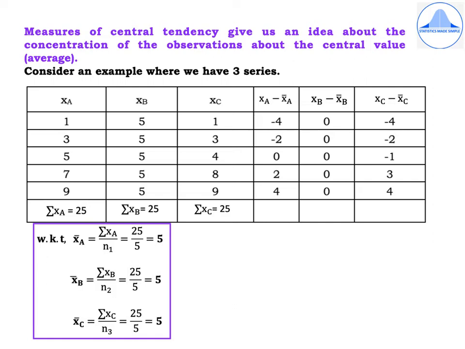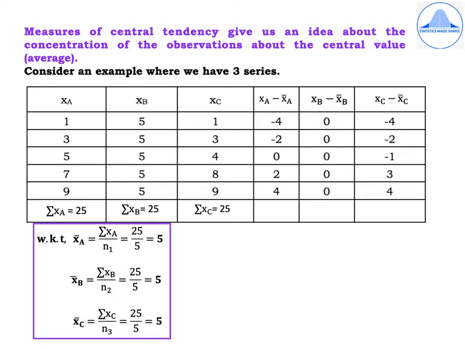Now, for all these three series, let us calculate the arithmetic mean, and we use the formula for the arithmetic mean for raw data. That is, we know that x bar A is equal to summation XA divided by n1, where n1 is the number of observations in the first series. Similarly, x bar B is equal to summation XB by n2, where n2 is the number of observations in the second series, and x bar C is equal to summation XC divided by n3, where n3 is the number of observations in the third series.